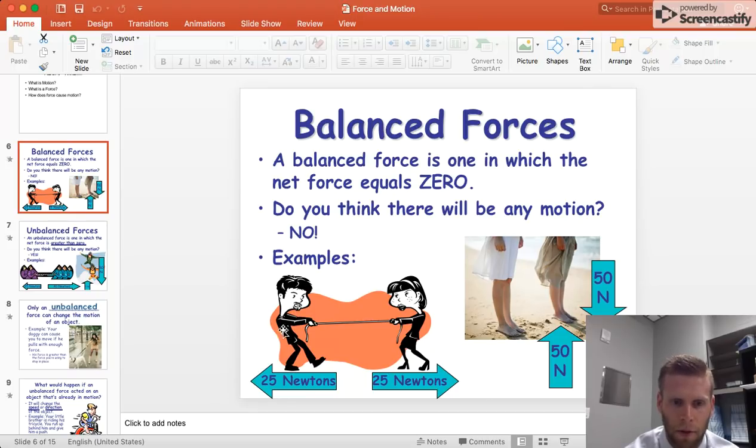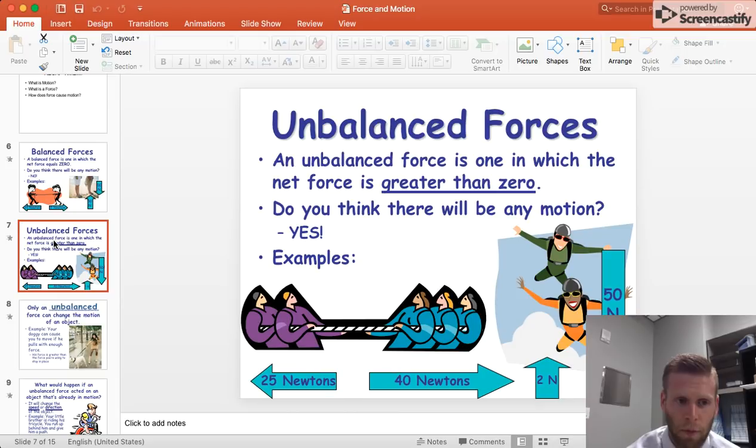Here I have Billy with the little goatee, the big old head, with Linda over here, who is just pulling away, but they're both pulling that rope with 25 newtons. So is motion occurring? I don't think so. Same amount of force on each side, so the net force would be 0. That will be balanced force, no movement.